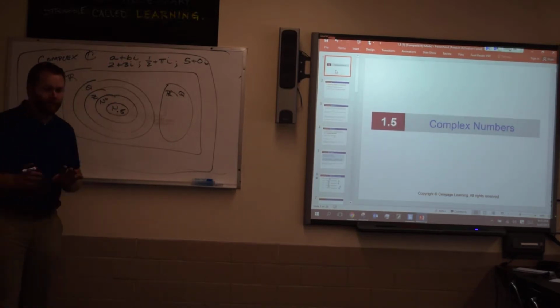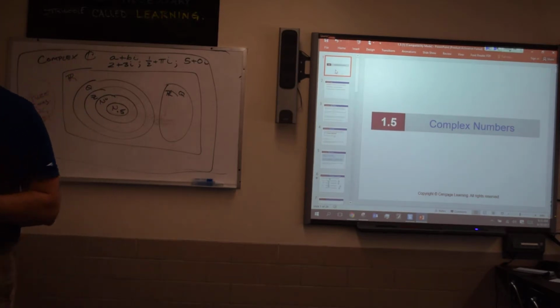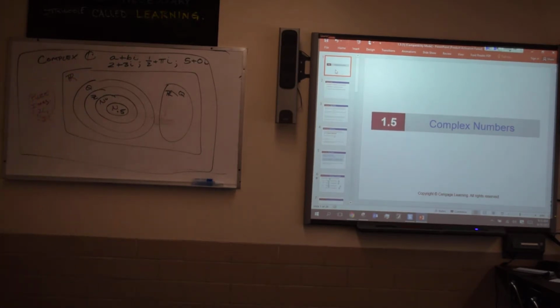But most of the time, I'm not going to ask you, is 5 a complex number? Hopefully we recognize that it is and we come to terms with that. But for the most part, we're going to say 2 plus 3i. That's a complex number. You're going to be familiar with that. You're going to recognize that being complex.